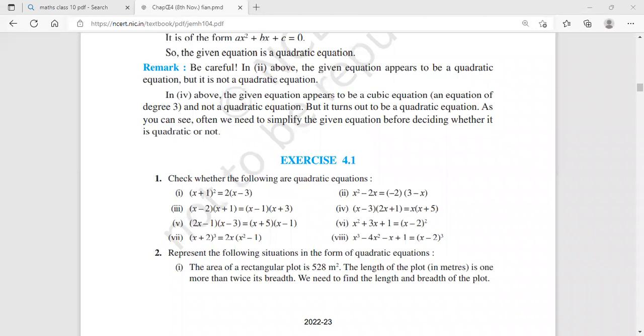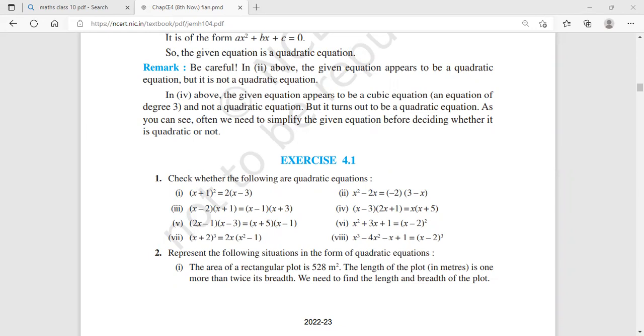Okay. So we have all the questions here. Let's solve one by one. The first one is x plus 1 the whole square is equal to 2 times x minus 3. Okay. Let's simplify it first, then let's come to the conclusion.